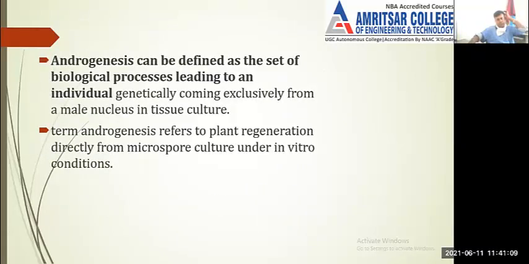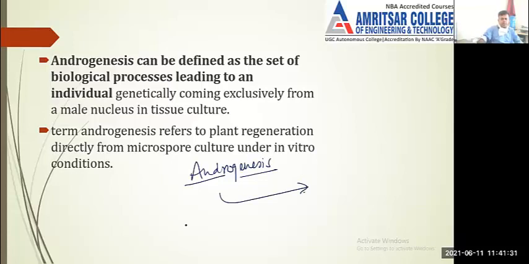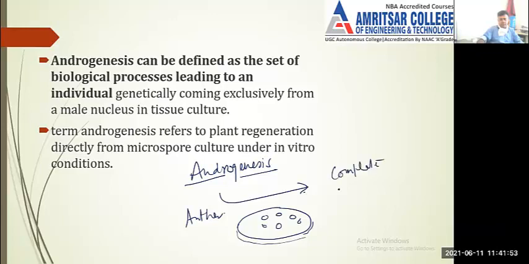What is androgenesis? Andro means male, genesis means culture. This is called male culture. That is, anthers are cultured in the plate. They are going to form a complete plant.